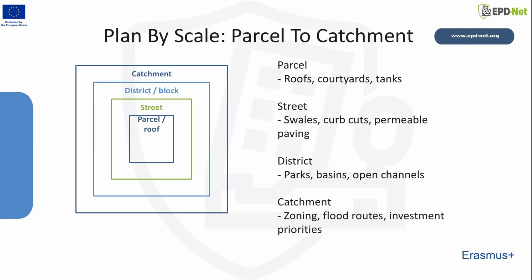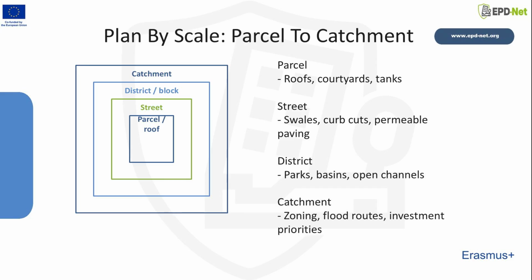Stormwater planning must work across scales. At the parcel level, interventions may include roofs, courtyards, and storage tanks. At the street level, planners can introduce swales, curb cuts, and permeable paving. At the district or block level, larger interventions such as parks, basins, and open channels become important. At the catchment scale, planning decisions involve zoning, flood routes, and investment priorities.